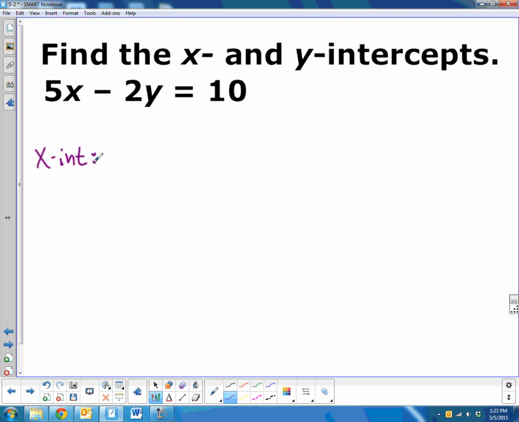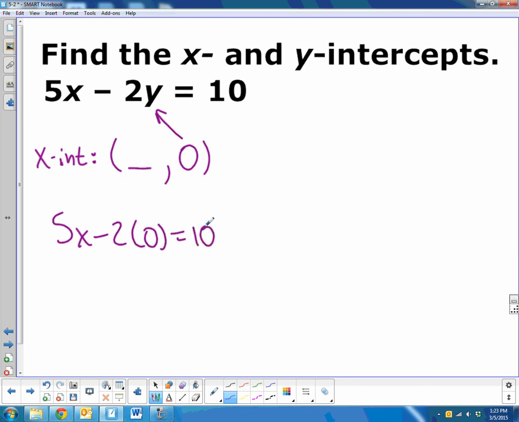If I want to find the x-intercept, I know that there needs to be a value for x and a 0 for y. Let's use that to help. If y is going to be 0, I'm just going to say, well, 5x minus 2 times 0 equals 10. I know that if I'm trying to find the x-intercept, y has to be 0. It's the only way to get an x-intercept.